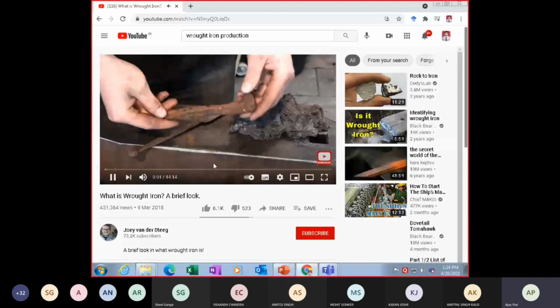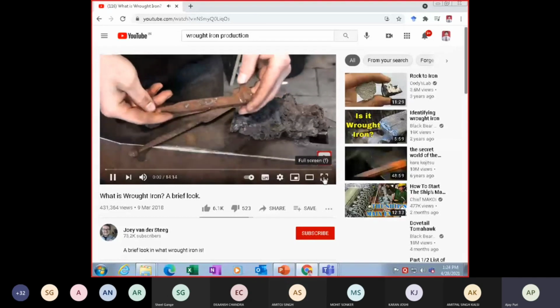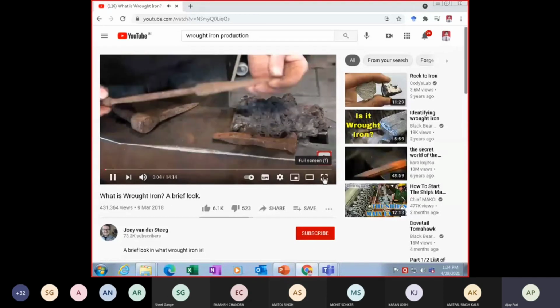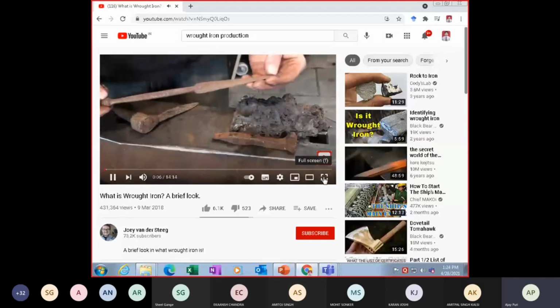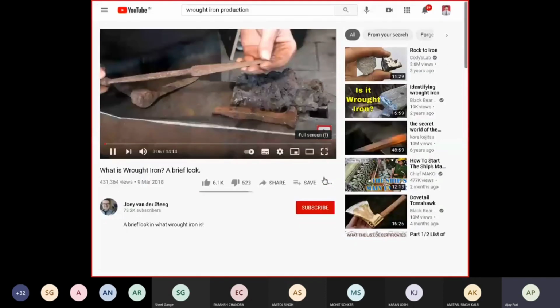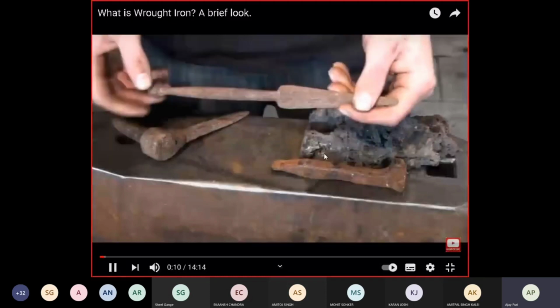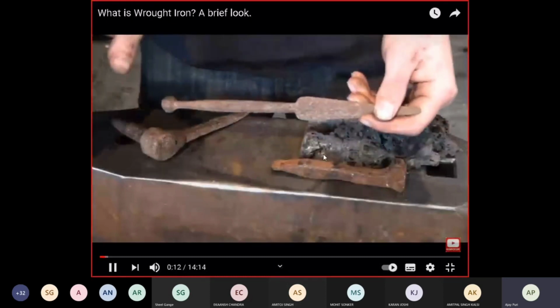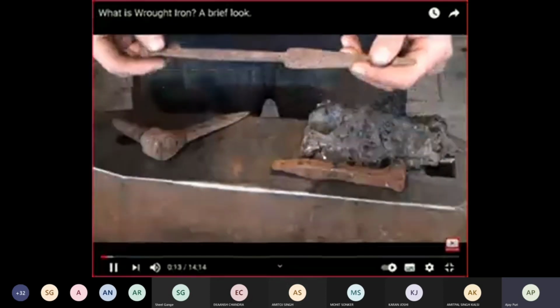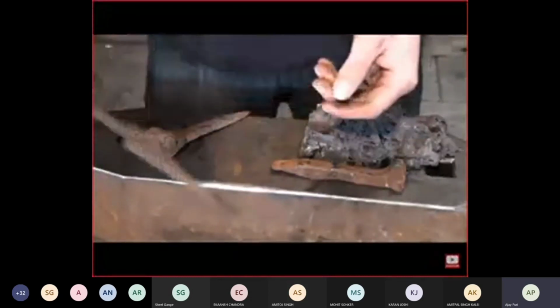Wrought iron. What even is this stuff? Wrought iron is the material that has been used for centuries before us by smiths. And it's disappeared for good reasons, and I'll cover that a bit later in this video. But first, what is this material and what does it even look like?